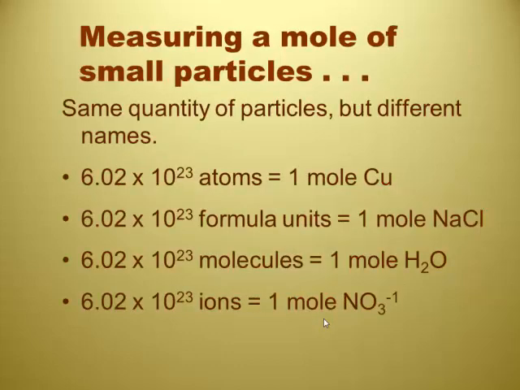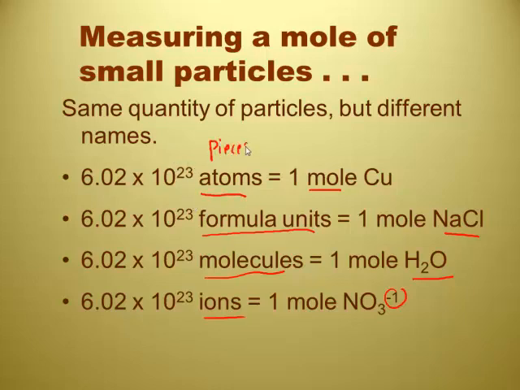Measuring a mole of small particles. Same quantity of particles, different names, which we've just gone over 3 times now. 6.02 times 10 to the 23rd. Atoms would be a mole of copper, which is an element. A mole of sodium chloride would be an ionic compound, so we've got a metal and a non-metal, so formula units. 2 non-metals, so molecules. And the charge, so ions. So 1 mole of any substance is equal to 6.02 times 10 to the 23rd pieces of that substance. Atoms, formula units, molecules, ions, these are pieces.